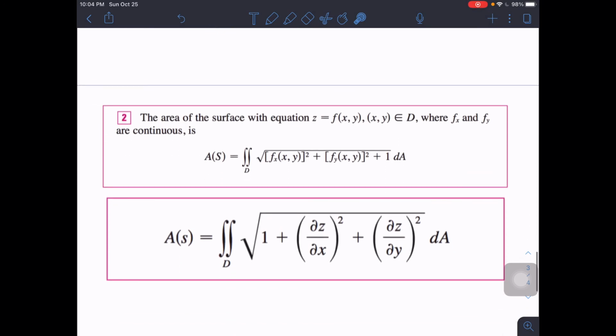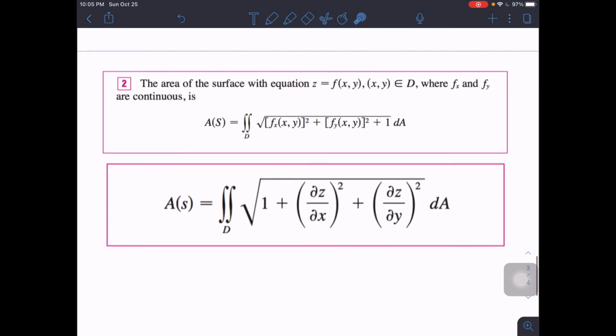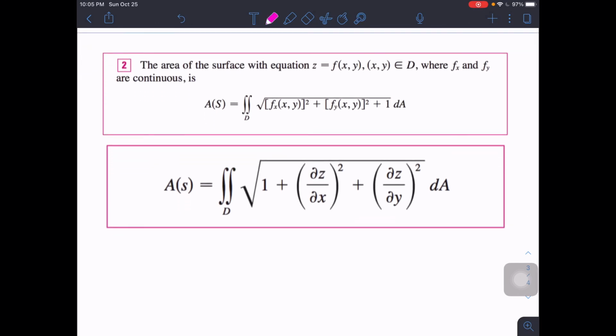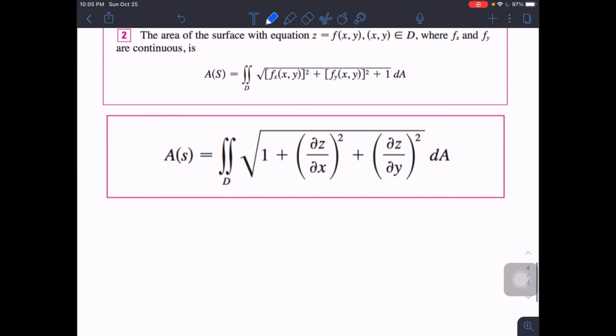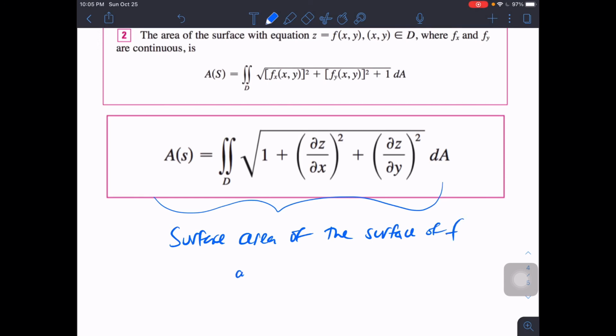Okay? And another way of viewing this expression is just saying the partial of z with respect to x squared plus the partial of z with respect to y squared plus 1. Okay? And so this is a formula. Let me just remind you again, just because students forget what you're doing here. This is giving you the surface area of the surface of f above a region D. Okay? Above a region D.